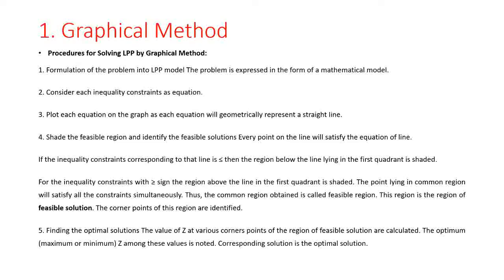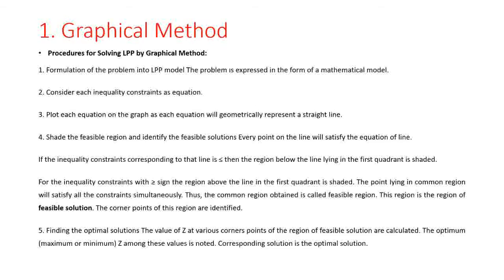So in the graphical method, we have two equations and two decision variables. By using these two decision variables, we can plot the graph as straight lines. If there is an intersection between these two straight lines, this common region is called the feasible region, and it is the region of feasible solutions. The corner points of the region are identified.